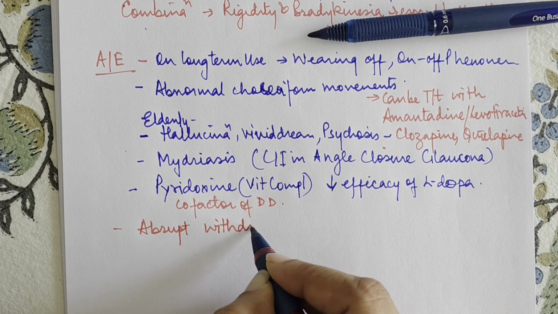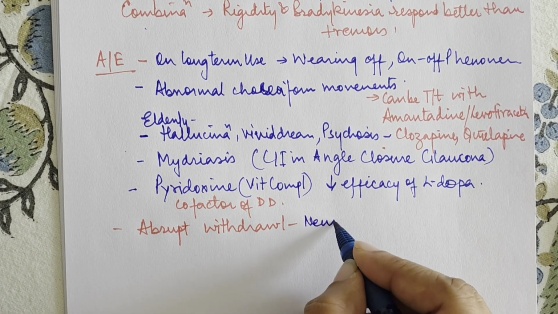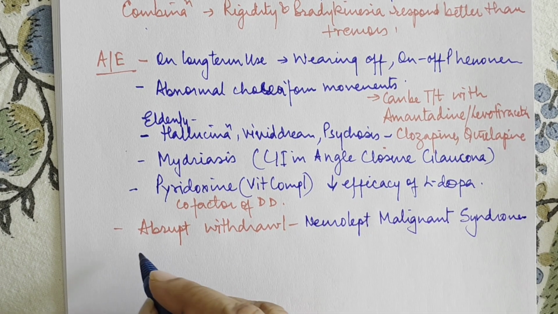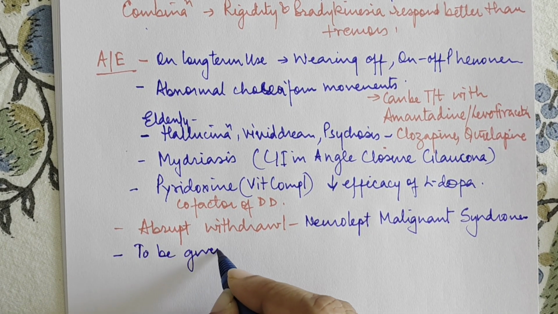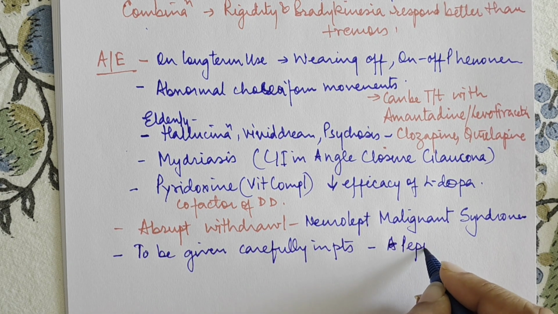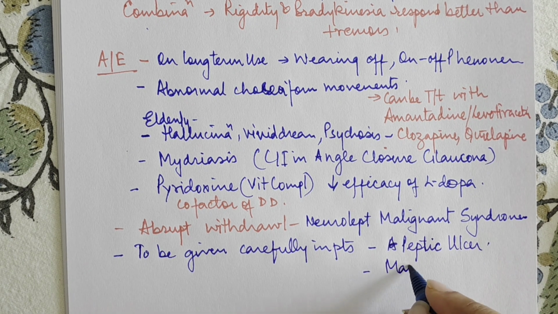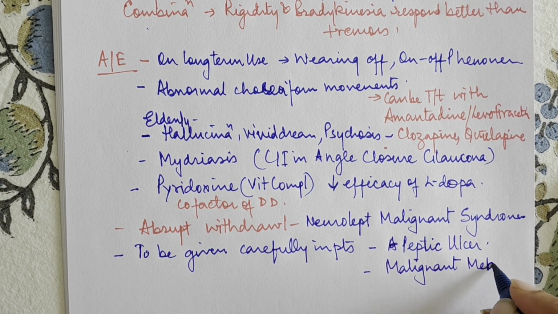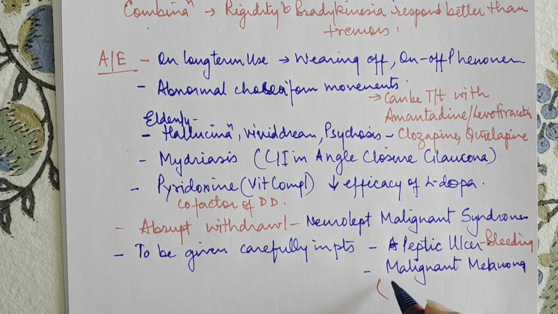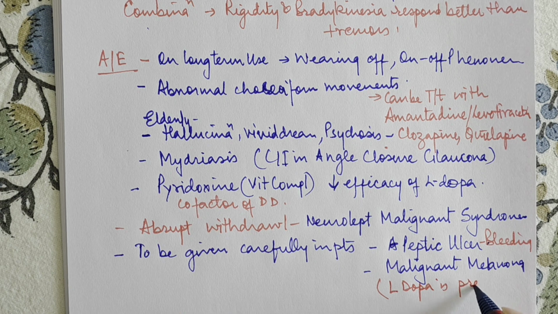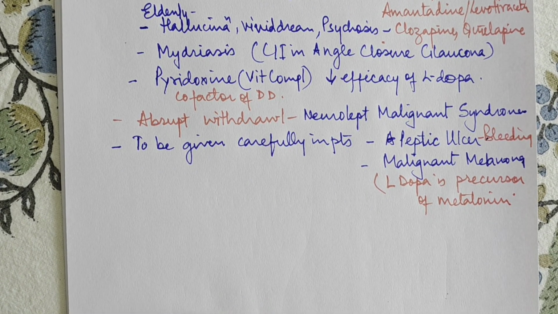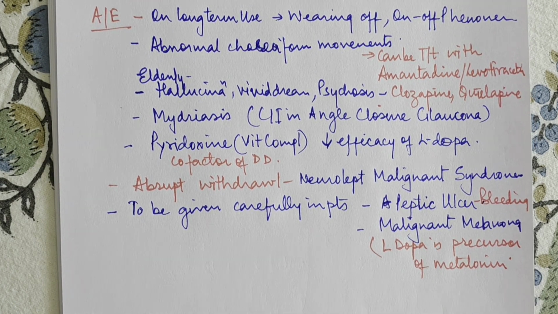abrupt withdrawal can precipitate neuroleptic malignant syndrome. Then it is to be given carefully in patients with peptic ulcer and malignant melanoma, because of dopamine or levodopa. Now, why in malignant melanoma? Because here it can cause bleeding, and here levodopa is a precursor of melanin. Okay, so these are the adverse effects of levodopa dopamine therapy, right?